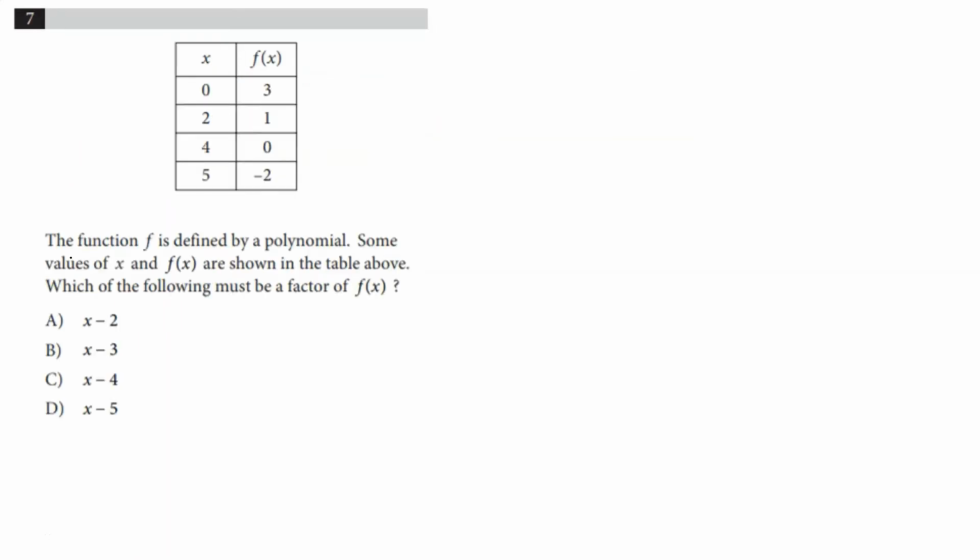Question 7 reads, the function f is defined by a polynomial. Some values of x and f of x are shown in the table above. Which of the following must be a factor of f of x? So we have these tables here, and if we look at our answer choices, they're all of the form x minus b, where b is just some number. And we want to look for which one of these is a factor of f of x. And if it's a factor, that means that f of b must be 0.